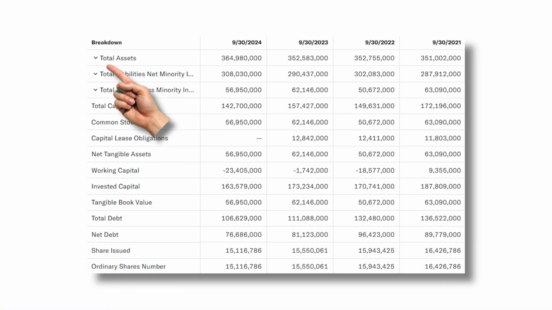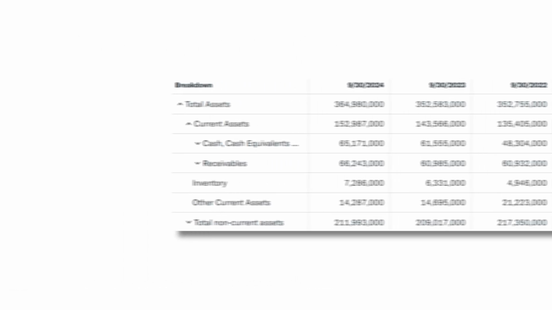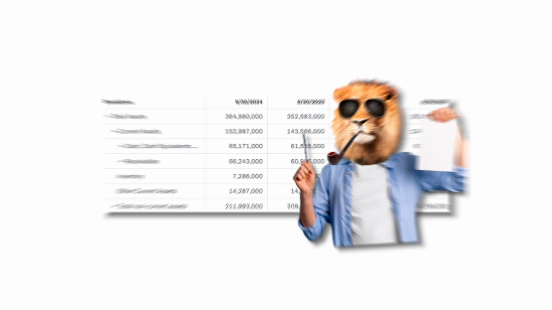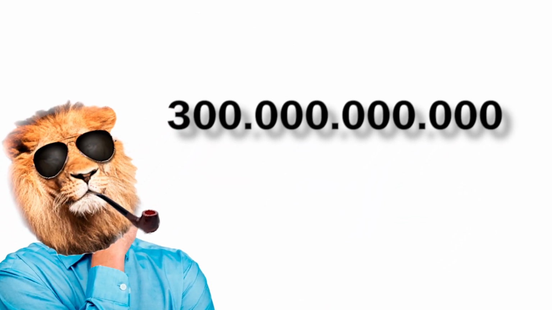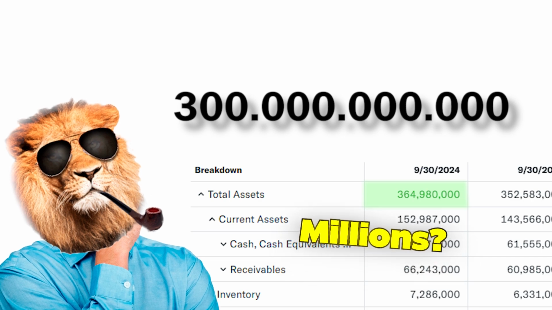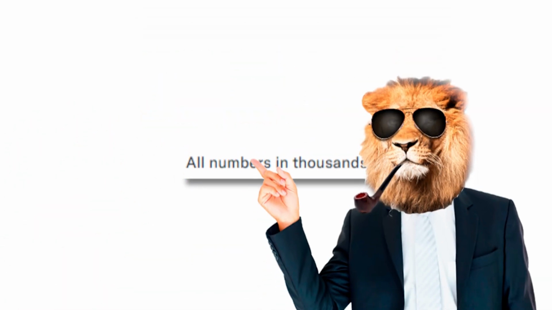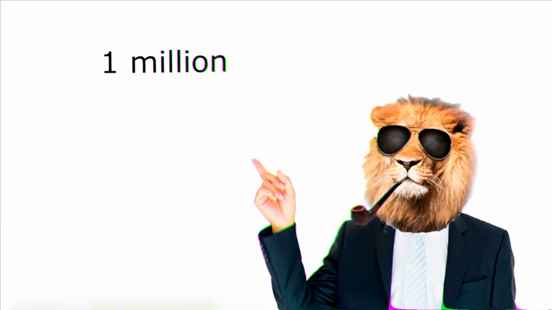Now by clicking on the arrow, we are greeted with a drop-down menu, and here we can see that Apple has a lot of money in its business. Its total assets is around $300 billion. You might be wondering why I'm saying billion dollars, and that is just because in this spreadsheet the numbers are counted in thousands. So you have to remember 1 million here is the same as $1 billion.